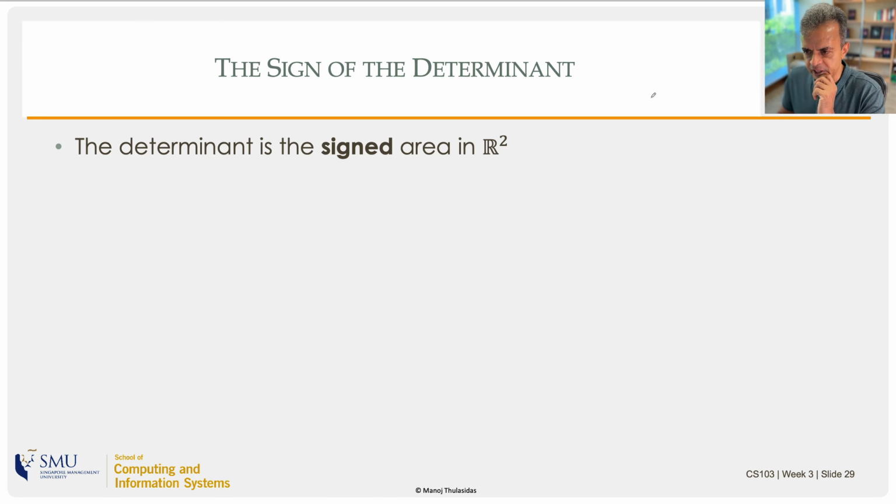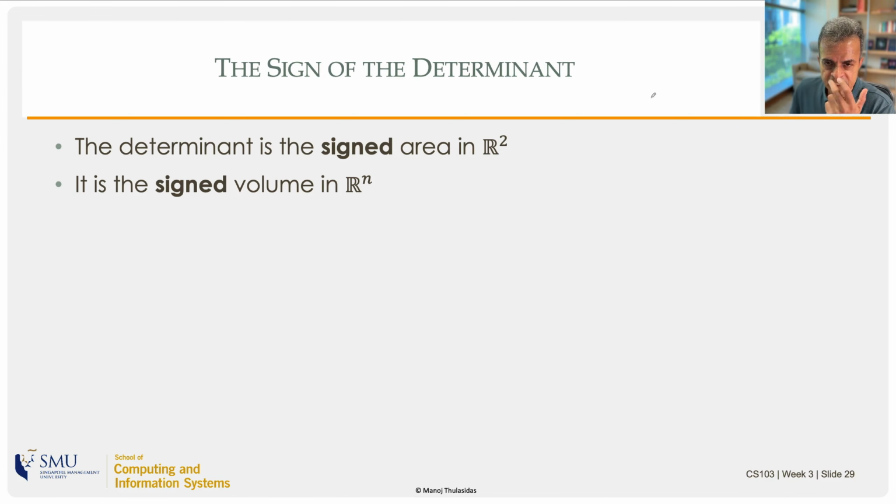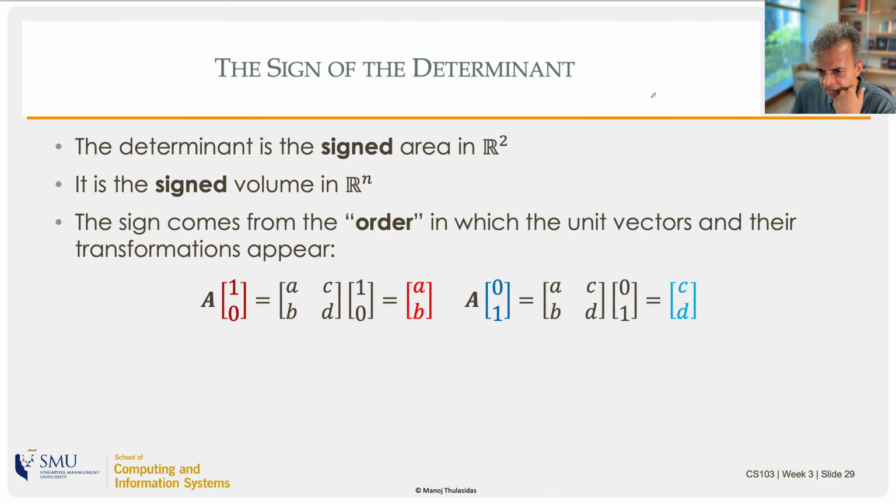Let's get back to it now. The determinant is considered the signed area in R2, or it is a signed volume in R3 or Rn, signed hypervolume. The sign comes from the order in which the vectors and their transformed versions appear. Again, our original transformation using A, C, B, D. The first unit vector gets mapped to AB, the second unit vector gets mapped to CD.